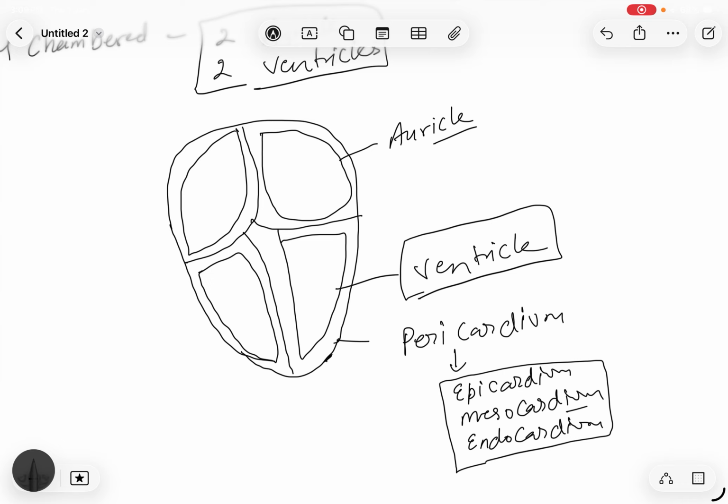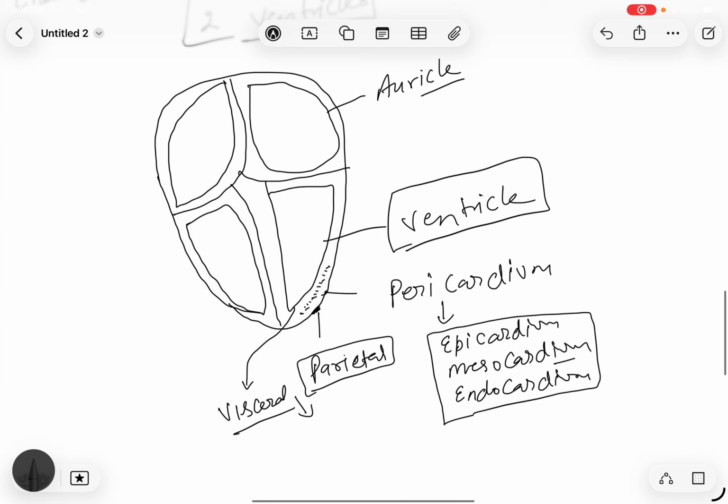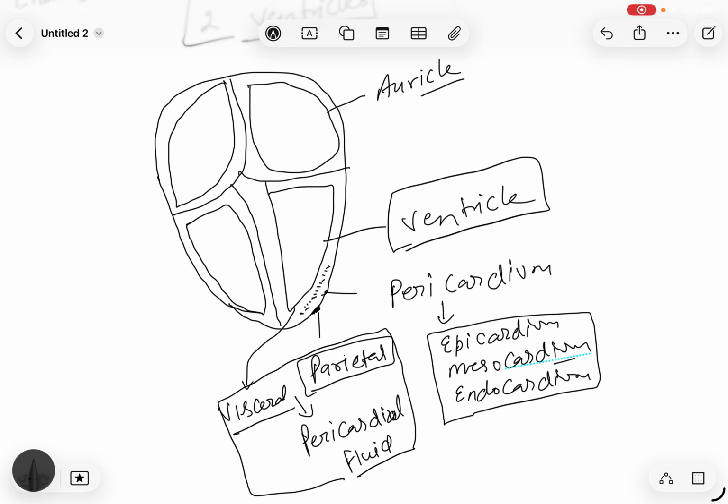So there are three layers, and between the outermost layer, also known as parietal, and the inner layer, known as visceral, a liquid is filled, known as pericardial fluid. Okay, this is about the layers.